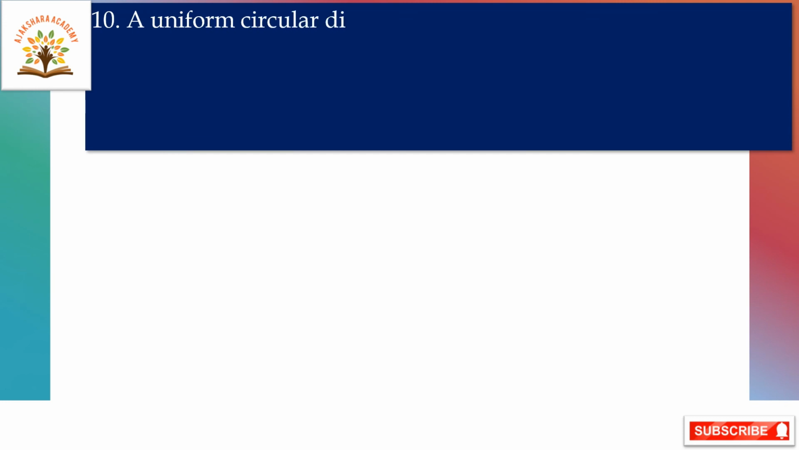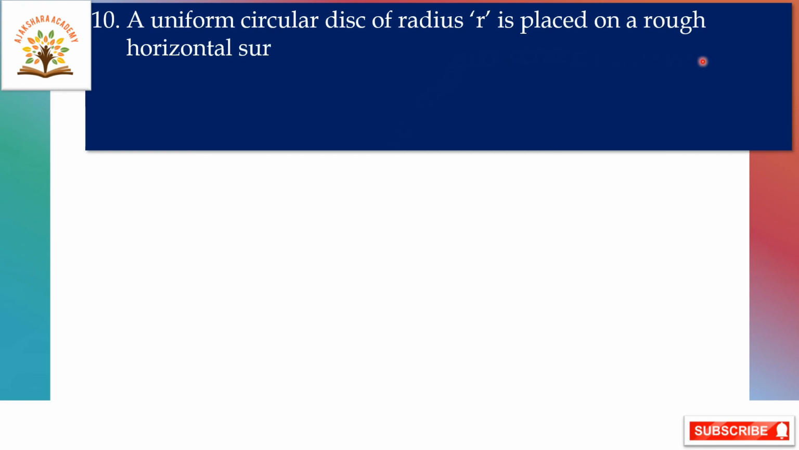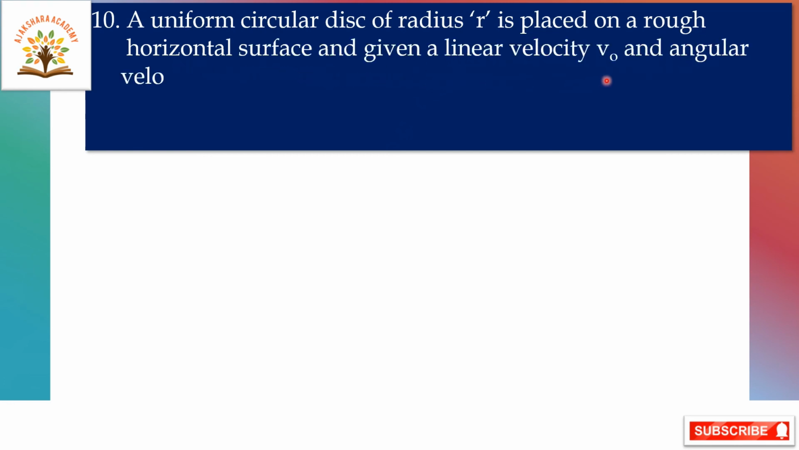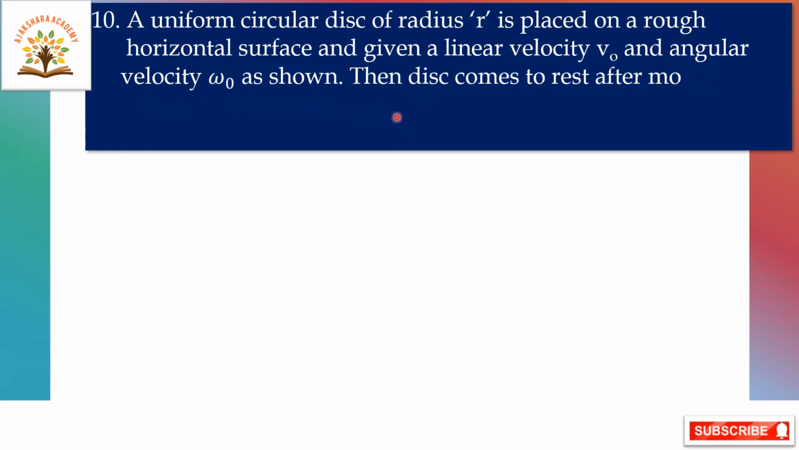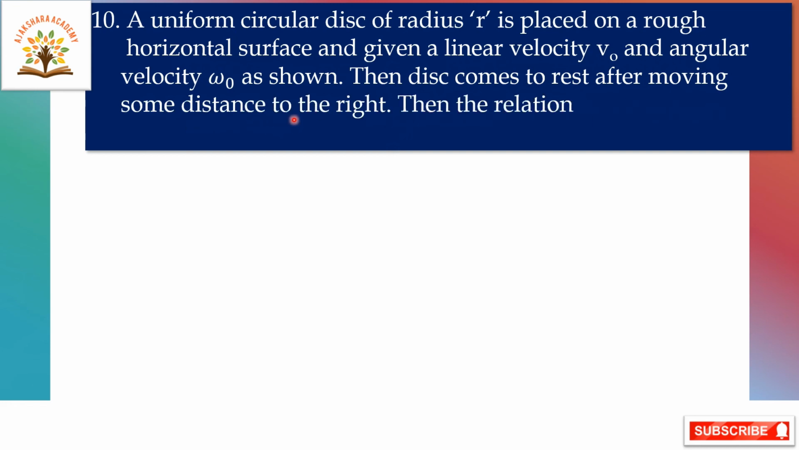A uniform circular disc of radius r is placed on a rough horizontal surface and given a linear velocity v naught and angular velocity omega naught as shown. Then the disc comes to rest after moving some distance to the right. Then the relation between linear and angular velocities is, see the figure.